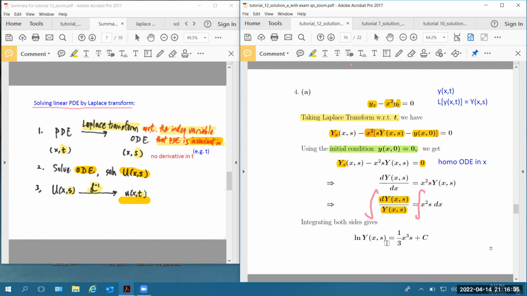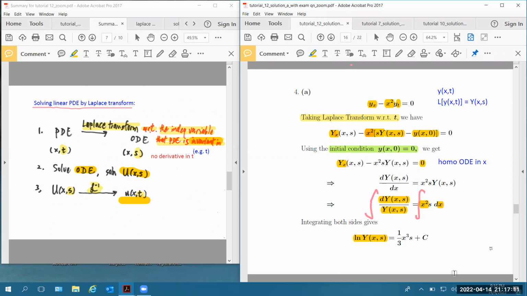So this one you integrate, you will just get the ln y. Then here, how to integrate? This is x squared s dx. So that means here only your x squared is like a variable, and your s is like a constant. So that's why you get x cubed over 3, with your s as a constant, and then you plus c. Is it okay?